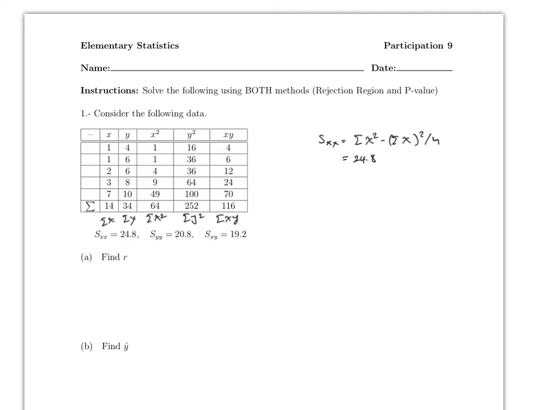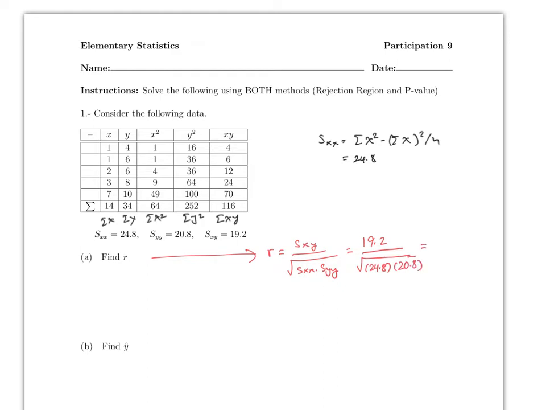Okay. So to find r, remember the formula for r, or the correlation, is equal to S_xy divided by the square root of S_xx times S_yy. So just plug in the values. So this should be 19.2 divided by the square root of 24.8 times 20.8. So just get your calculators ready.